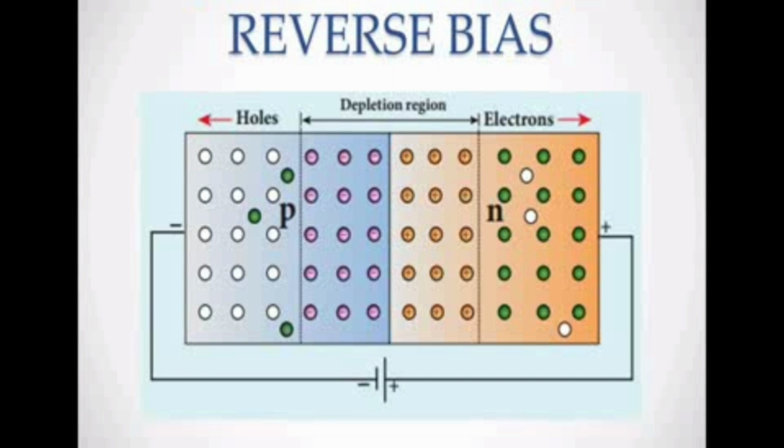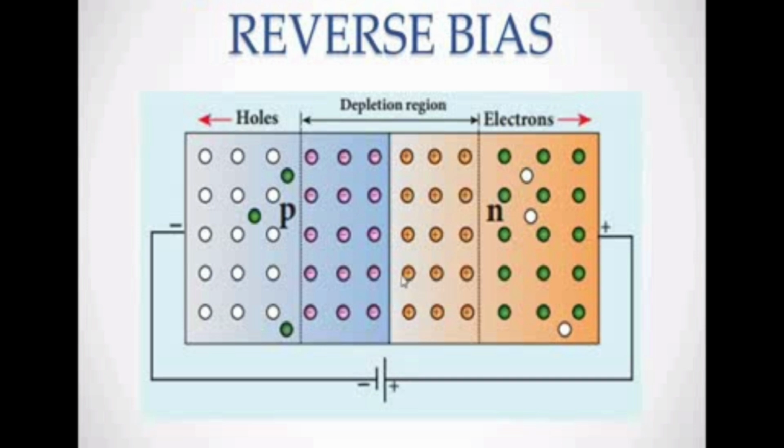Next one is reverse bias. You know that the P-type semiconductor has holes and the N-type semiconductor has electrons. In reverse bias, the P-type is connected to the negative terminal and the N-type is connected to the positive terminal. Positive to positive, negative to negative is forward bias. Positive to negative, negative to positive is called the reverse bias condition.